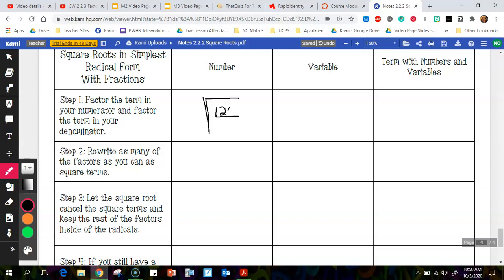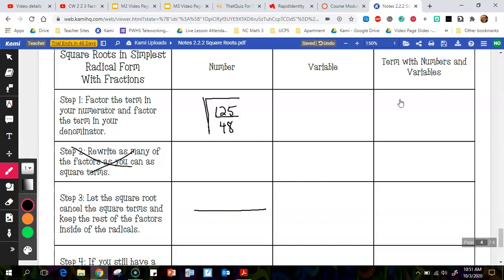Let's do 125 over 48. So the square root of 125 over 48. Well, let me think. All right, so what is the highest perfect square that divides into 125? So the numerator, what I'm going to do, and I'm going to leave this part out. I'm going to do this.